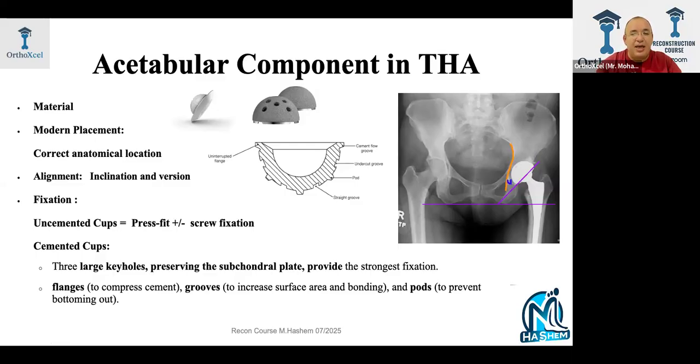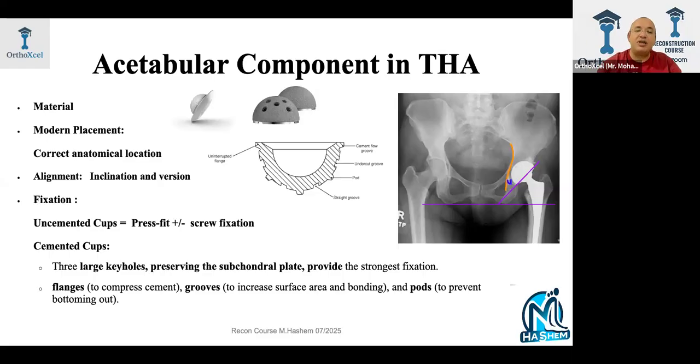So uncemented cup equals a press-fitting cup. If my cup is not stable and press-fitting, I will not use screws. So why do we have screws? We have the screws just to maintain the rotation. So if I'm worried about my cup rotating, I can use the screws. But screws on their own will not fix your uncemented cup.